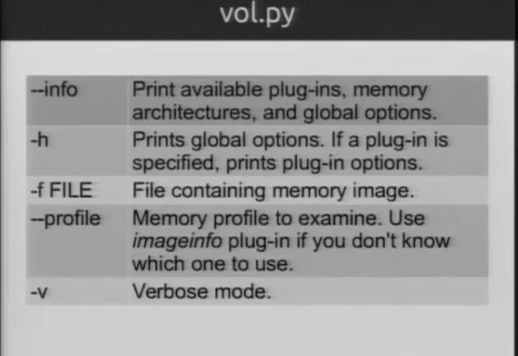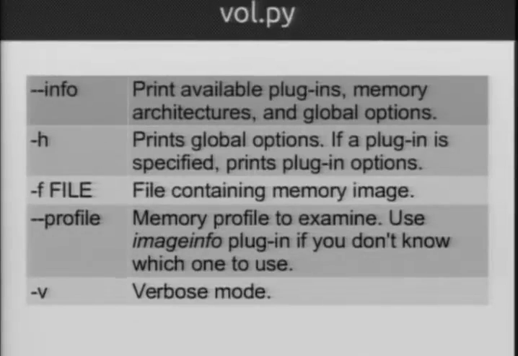All right. So there are a couple, I guess, global options that I'll mention for Volatility. First off, you run it by running the vol.py program. That's Volatility. If you give it --info, it's going to print all the available plugins, all the memory architectures, and global options that it has installed.